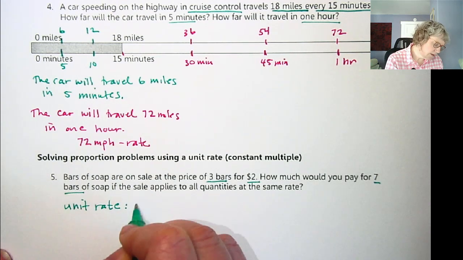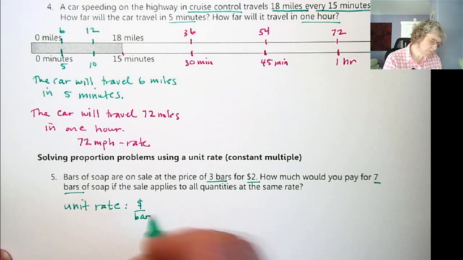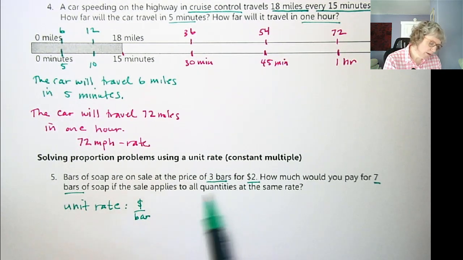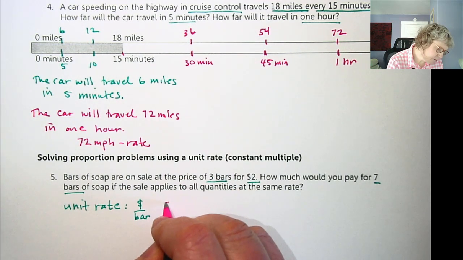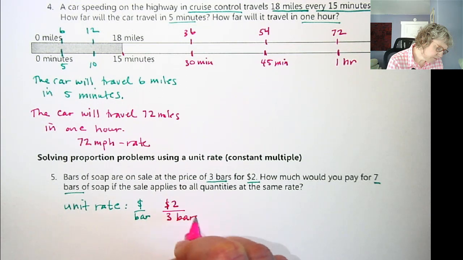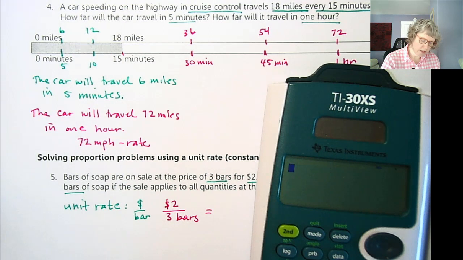My unit rate, and I'm just going to use the units first, dollars per bar, okay? And then I use that to decide where to put my numbers. So let me change colors. So in this case, it would be $2 for 3 bars. And now I'm going to divide that on my calculator. 2 divided by 3, or you could recognize that's 2/3.